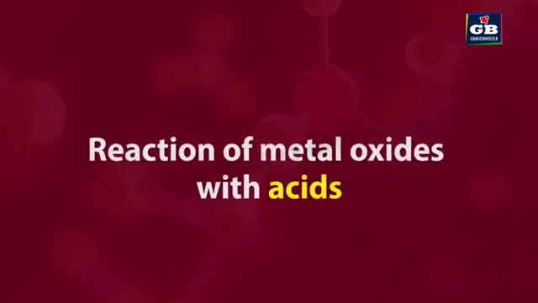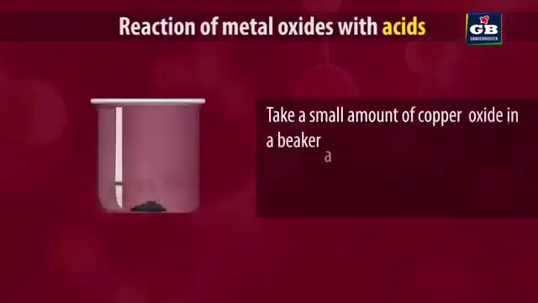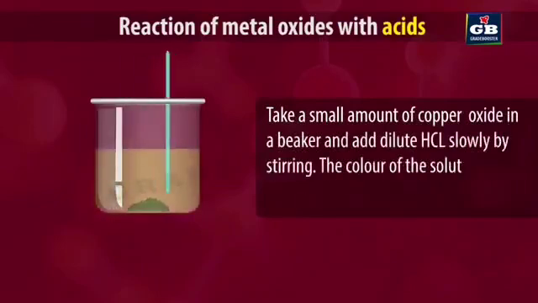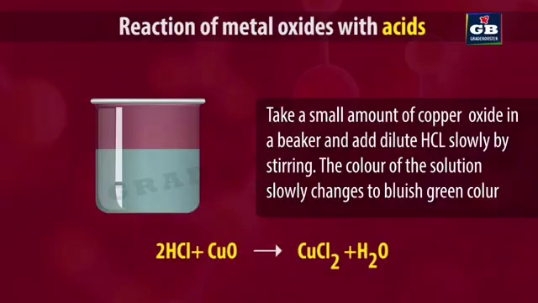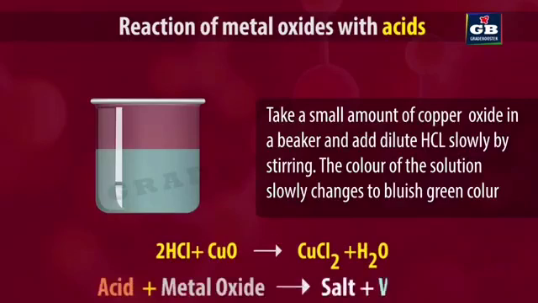Now let's see the reaction of metal oxides with acids. Take a small amount of copper oxide in a beaker and add dilute HCl slowly while stirring. We have taken copper oxide in a beaker and are adding dilute hydrochloric acid. Now the color of the solution slowly changes to bluish green. The copper oxide reacts with hydrochloric acid and forms copper chloride and water. So when a metal oxide reacts with an acid, it forms salt and water.